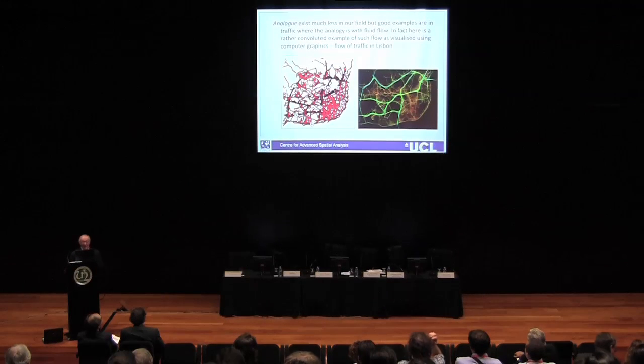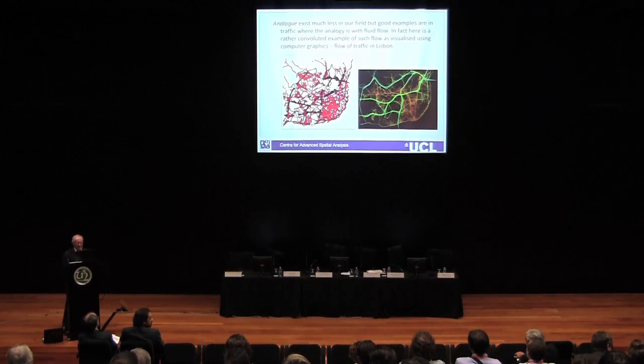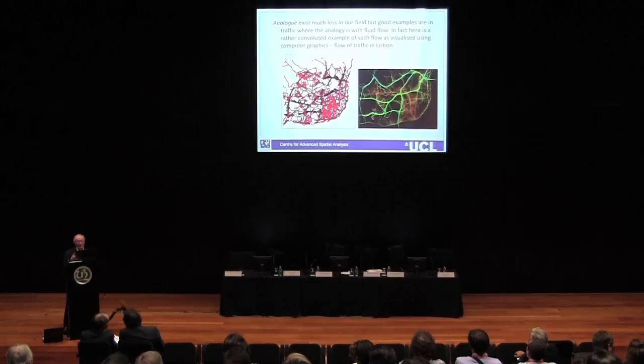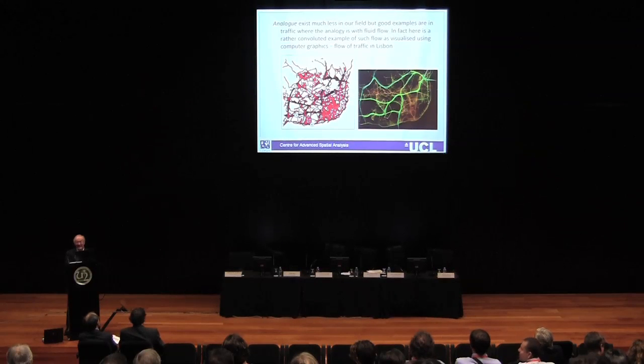Here's an example of analog models. These are some excellent visualizations of fluid flow, which is done by somebody whose name escapes me. I should have looked this up. This chap has a website, Portuguese. This is Lisbon, of course, and traffic flow. And the idea is that the representation is flowing blood. So if you click on this, you can actually see the flow during the working day, which is very effective to visualise in that sense. That, to some extent, is an analogue model.